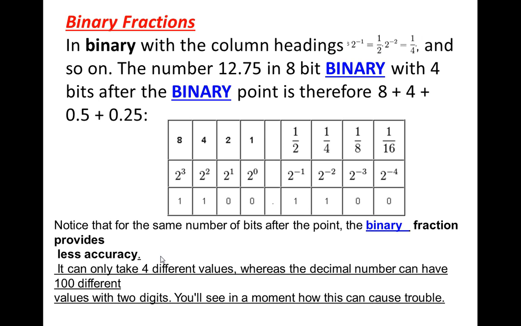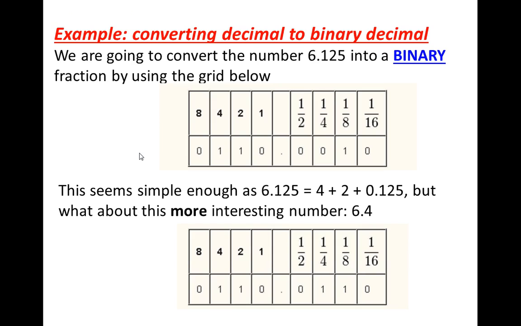These values can cause trouble whenever we use them in computer organization. This provides less accuracy as compared to the decimal point number. This is the example 12.74. The output is 8 plus 4 plus 0.5 plus 0.25. Now, let's take the example of how we can convert decimal into a binary number.